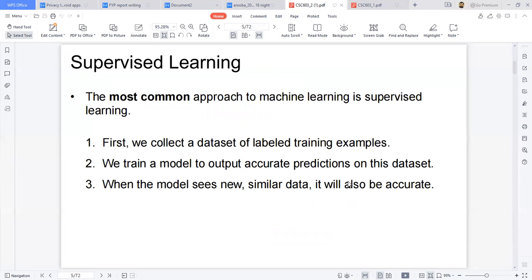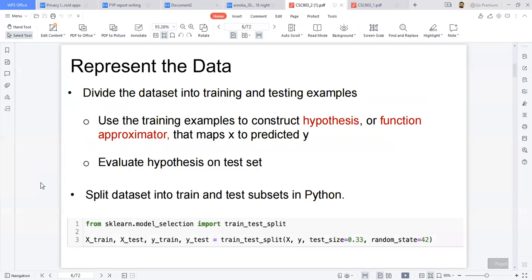Supervised learning is the most common approach to machine learning. First, we have to collect the data of labeled training examples. Then we train a model to output accurate predictions. Then we see new, similar data to check that it is accurate, which means we have to test it. So we have to collect the data, train the model, then test it. These are the three most common steps for supervised learning.